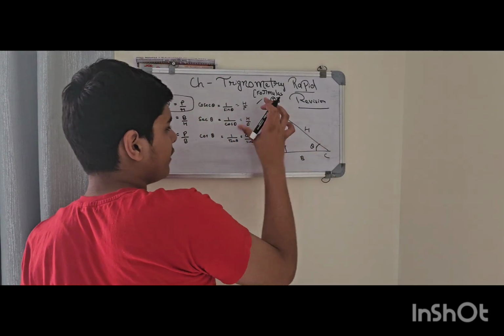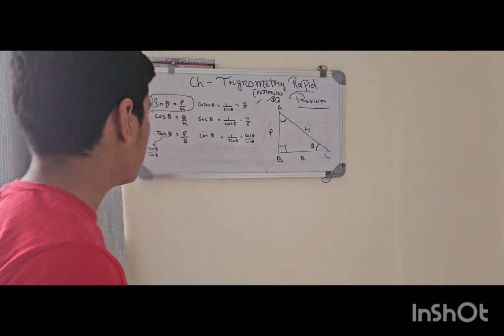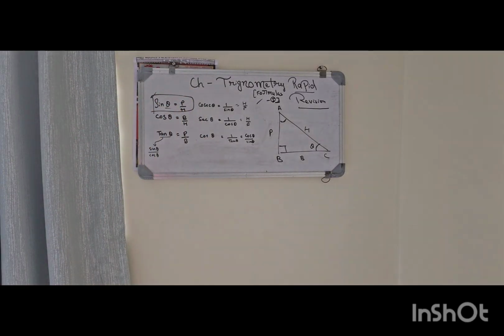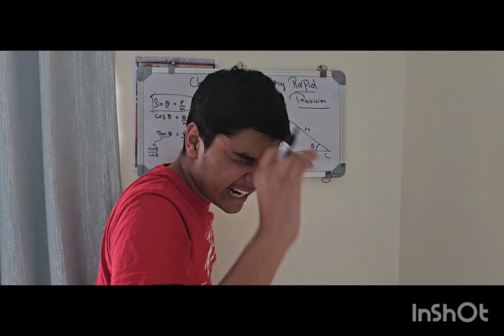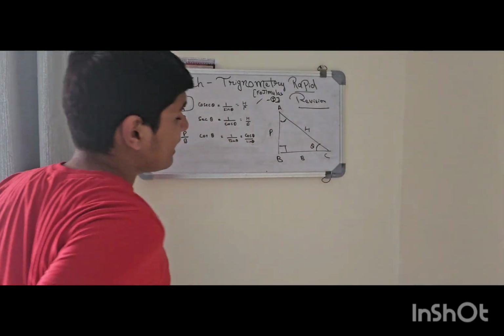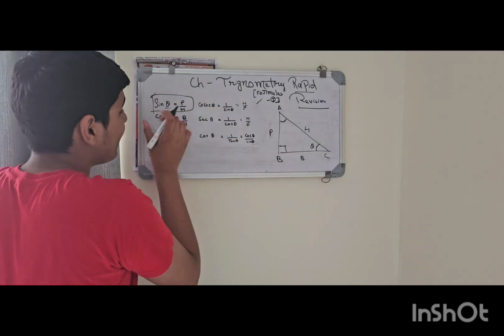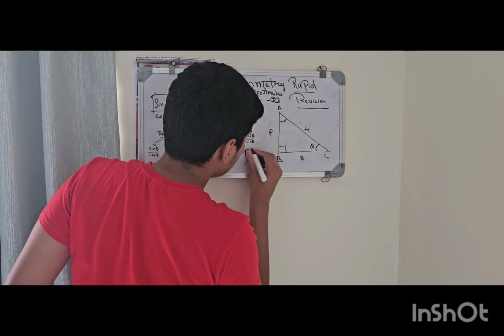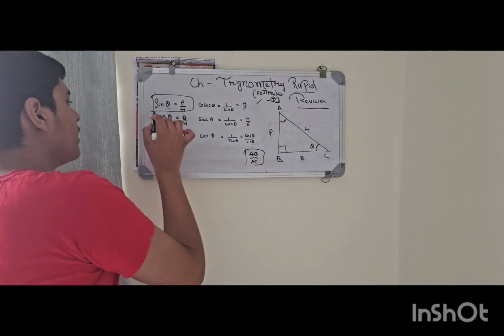Just remember, the side in front of the angle will be our perpendicular. You will be clear with this when you practice more and more questions. So what is sine theta? Sine theta is P by H, perpendicular by hypotenuse. AC is our hypotenuse, so according to this figure I can write sine theta equal to AB by AC, because it is perpendicular by hypotenuse. Simple.